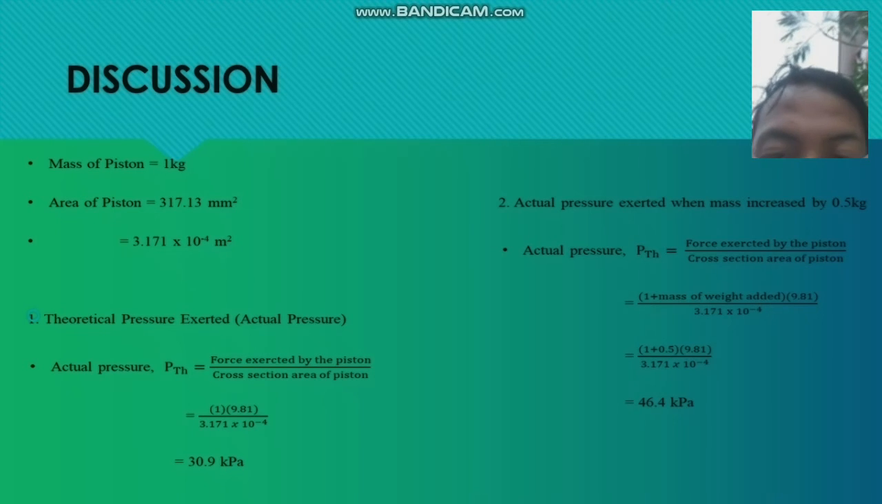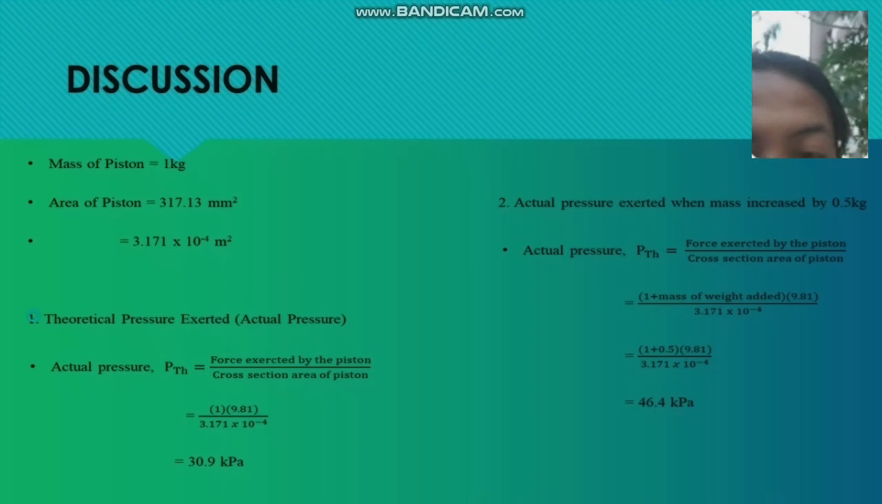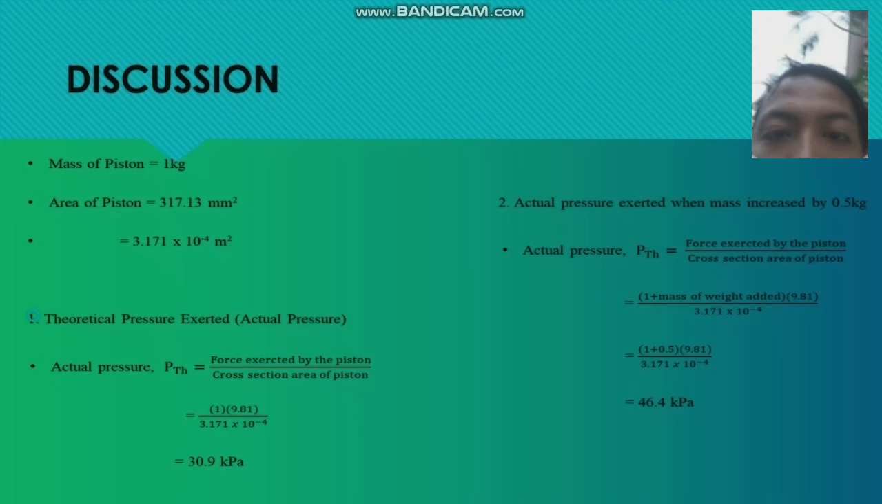Next, we move to discussion. For mass of piston is 1 kg, area of piston is 3.171 × 10^-4. And then we go to theoretical pressure versus actual pressure. The formula is force added by the piston divided by cross-sectional area of piston, and we get 30.9 kPa. So the actual pressure when mass increased by 0.5, same formula, we get 46.4 kPa.